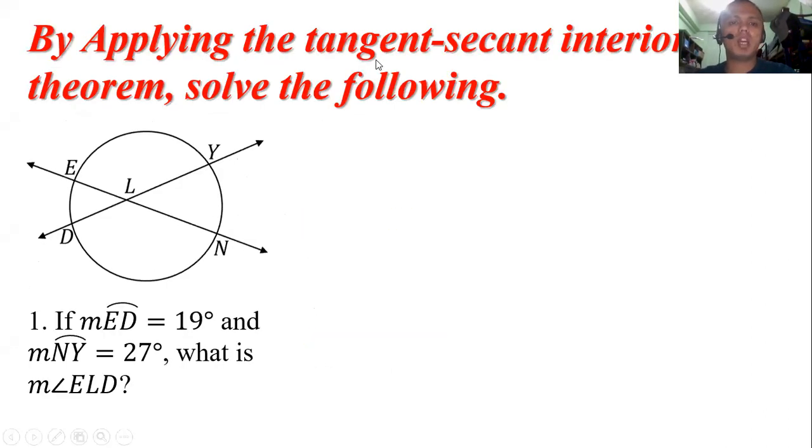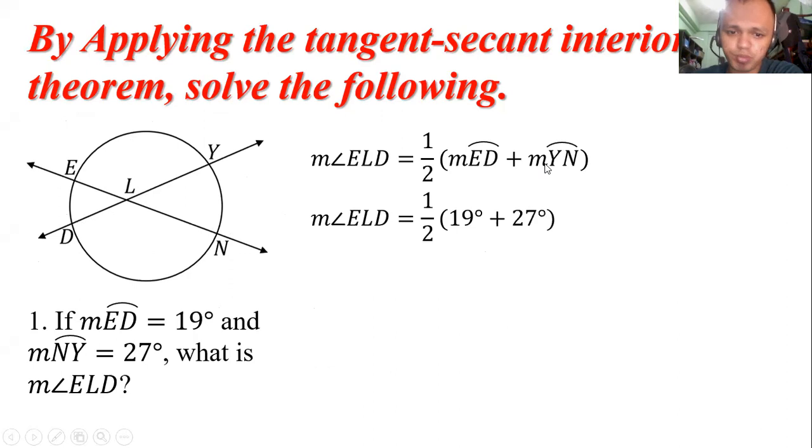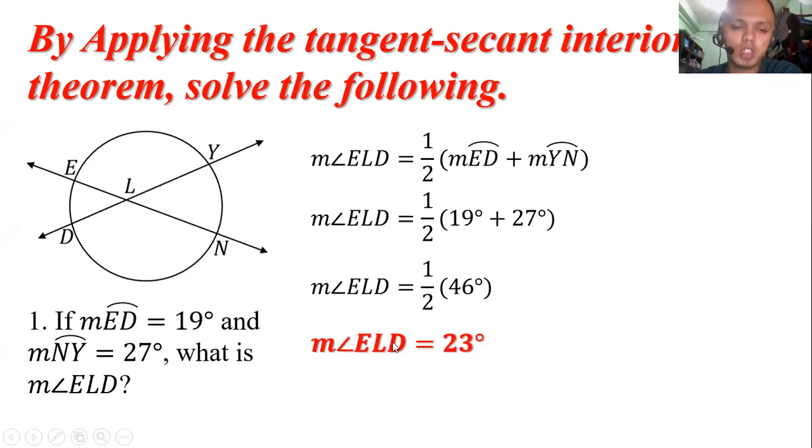Applying the tangent secant interior point theorem, solve the following. So this is our figure. If measure of arc ED is 19, NY is 27, what is your ELD? Substitute: our ED is 19, our NY is 27. So 19 plus 27 is 46 times 1 half is equal to 23 degrees for your measure of angle ELD.